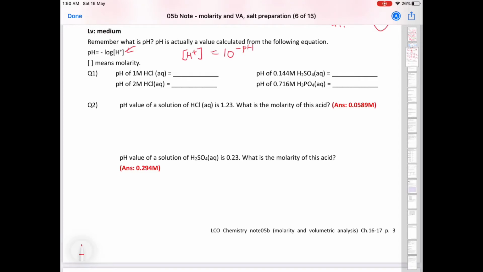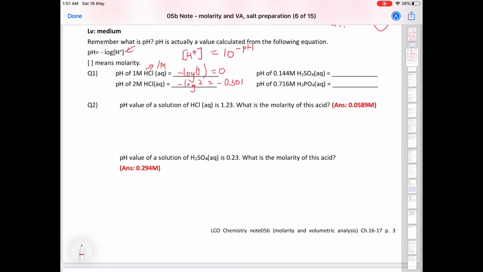So when you put the number into the data, say for example in question 1, pH of 1 M HCl, and in 1 M HCl the concentration of H plus is also 1 M. So we directly put this into negative log 1. And for any log function, log 1 equal to 0. So the pH value equal to 0. And then similarly for 2 M HCl, correct to 3 significant figures. And be reminded that for pH value it bears no unit.